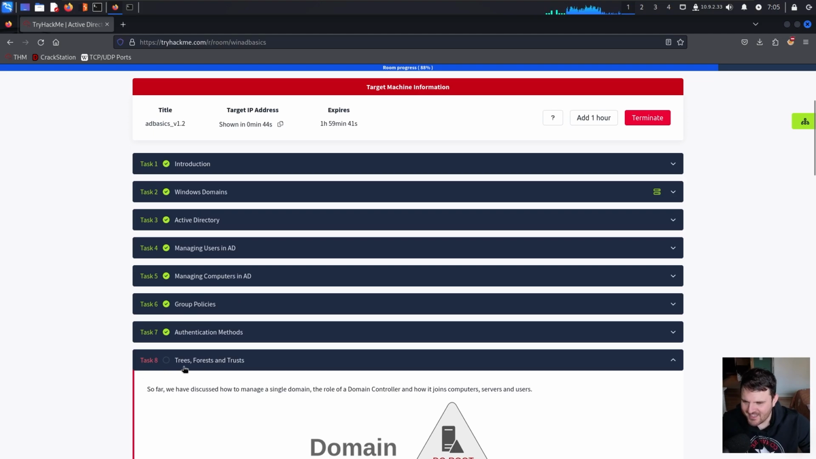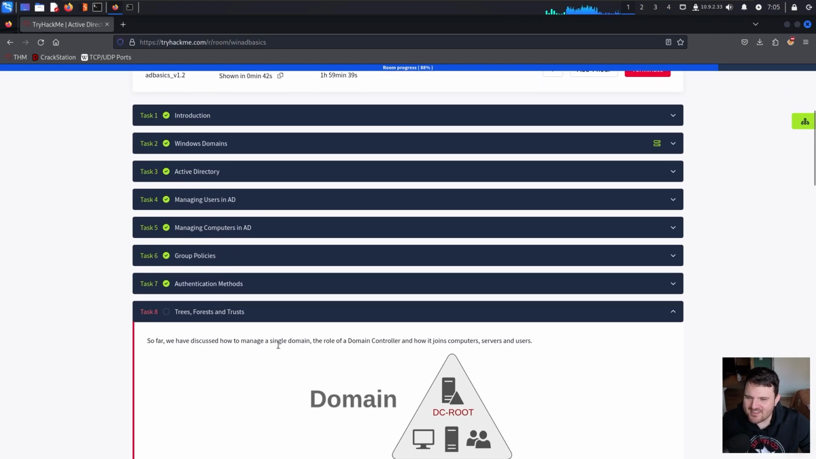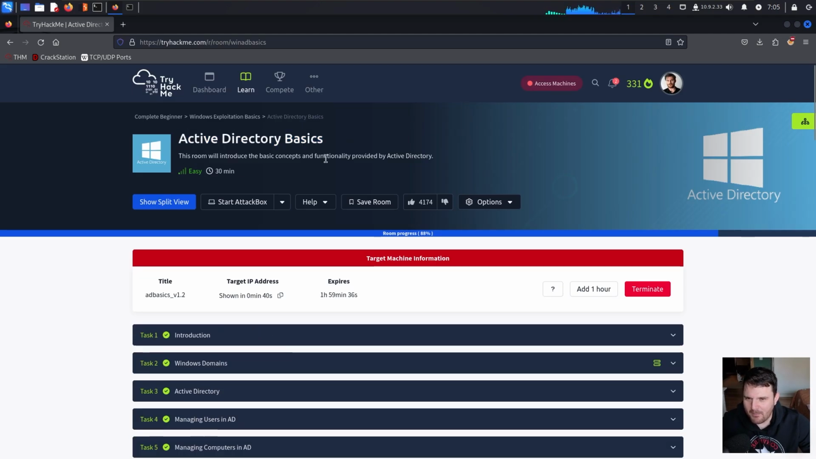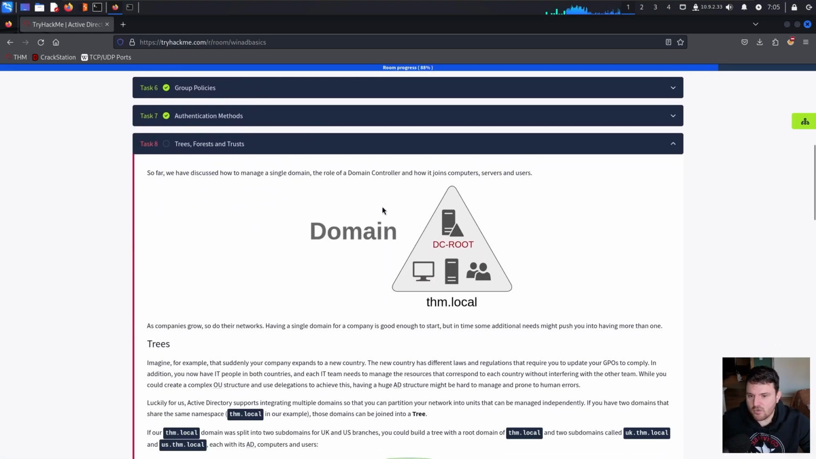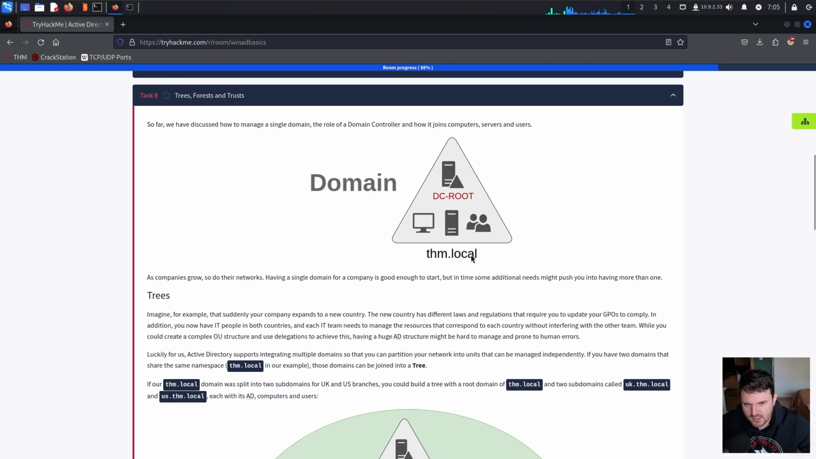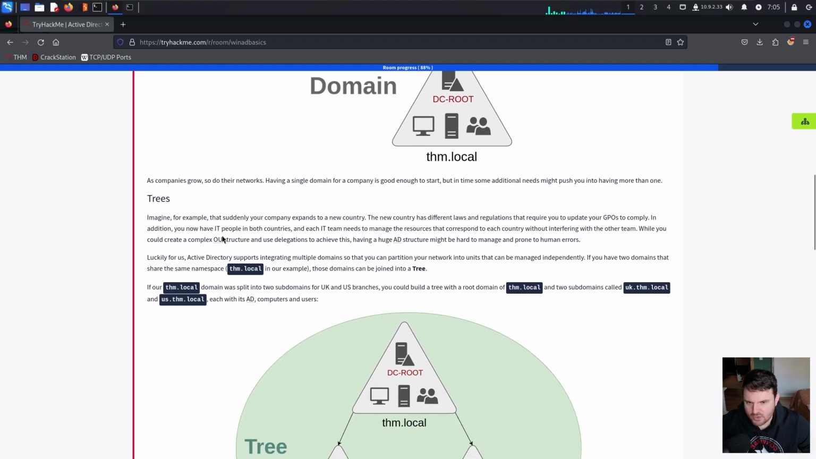So, task number 8, trees, forests, and trusts is part of the Active Directory Basics module inside the complete beginner path on TryHackMe. So far, we have discovered how to manage a single domain, the role of a domain controller, and how it joins computers, servers, and users. Here we see a domain, a DC root, right? Domain controller a root, and how it joins users, servers, and computers.